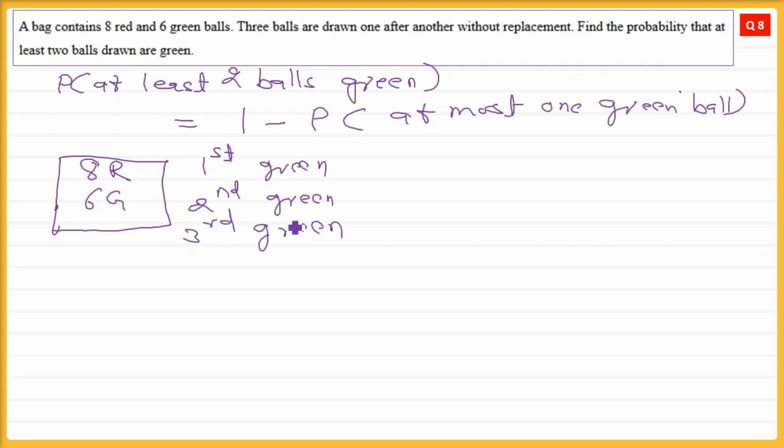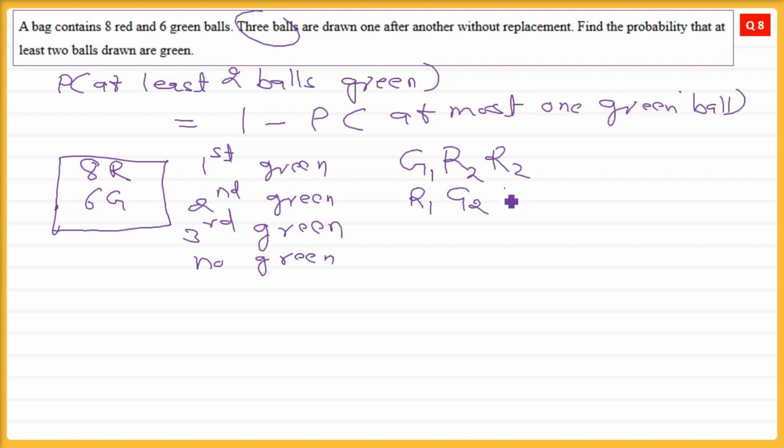So first green, second green and third green. These are the possibilities. And there is also one possibility: there is no green as well, since all of them can come as red. 3 balls are there. First green means what? First G, then R, then R. So let's call it 1, 2, 3. So G1 is green first, then red and red.